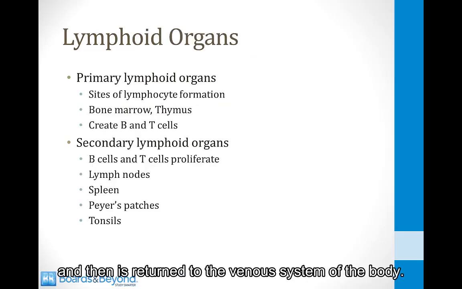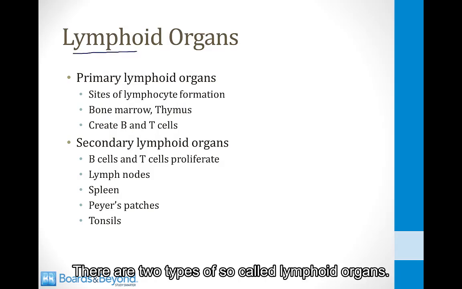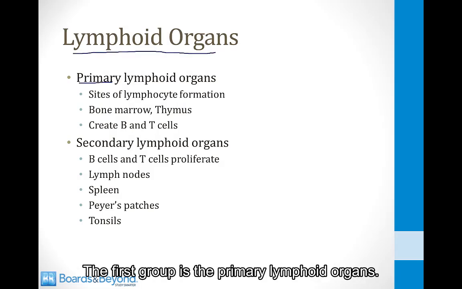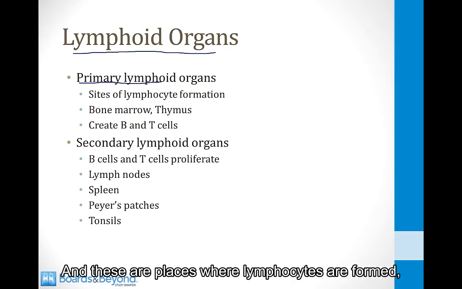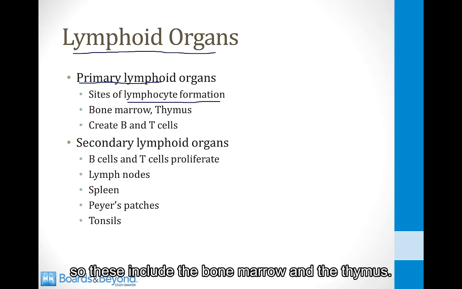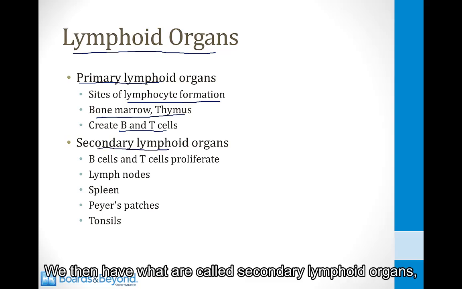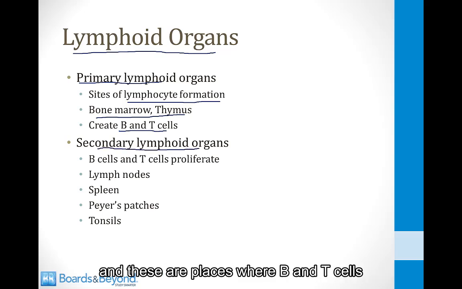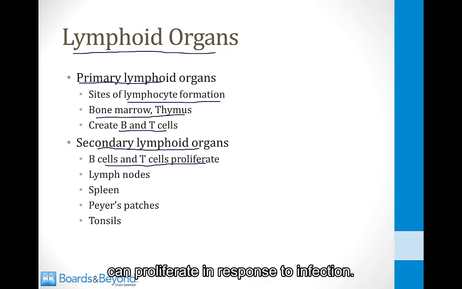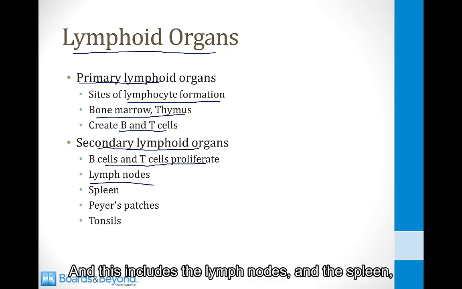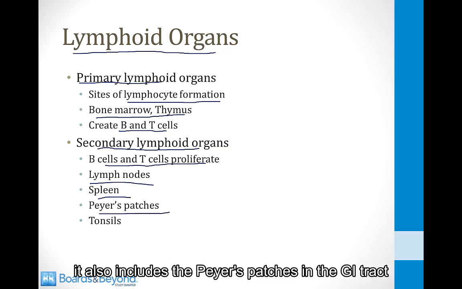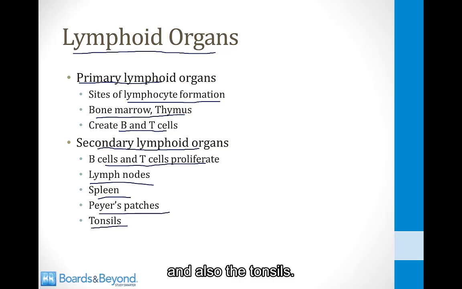There are two types of so-called lymphoid organs. The first group is the primary lymphoid organs, and these are places where lymphocytes are formed. So these include the bone marrow and the thymus. These are the places that create the B and T cells. We then have what are called secondary lymphoid organs, and these are places where B and T cells can proliferate in response to infection. And this includes the lymph nodes and the spleen. It also includes the Peyer's patches in the GI tract and also the tonsils.